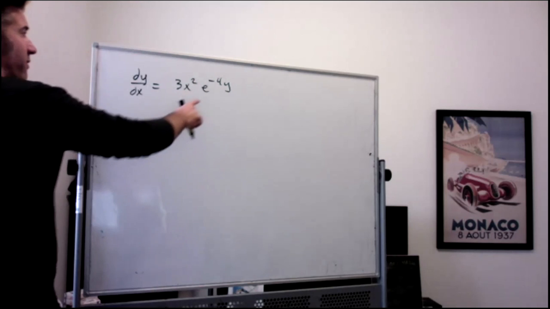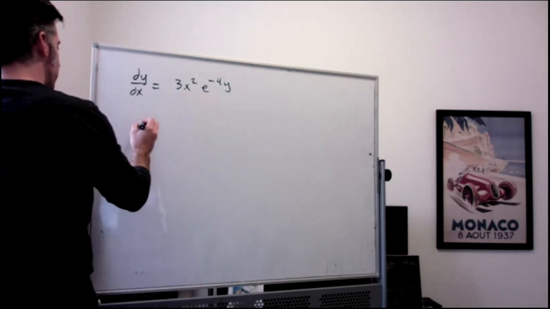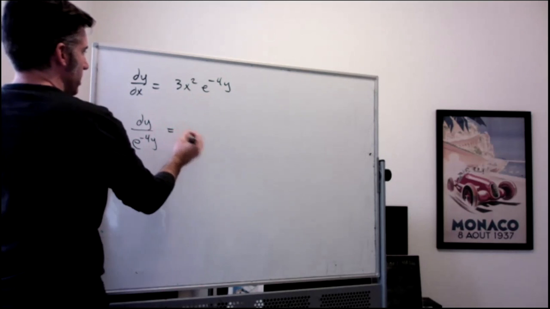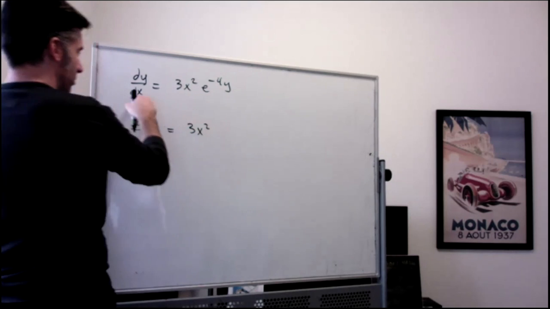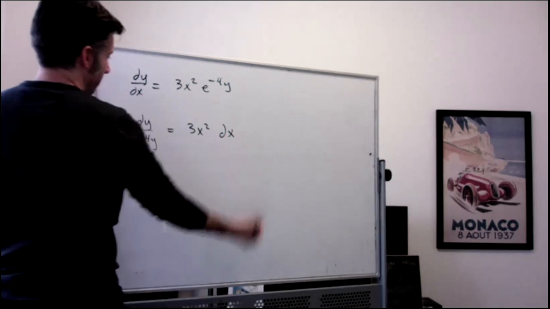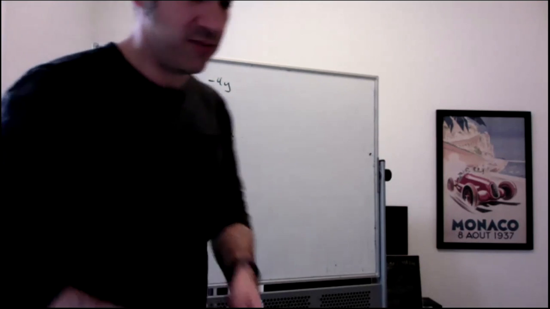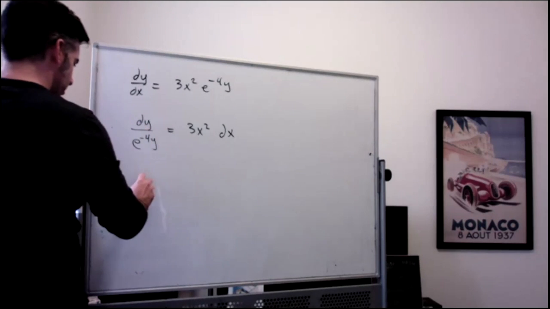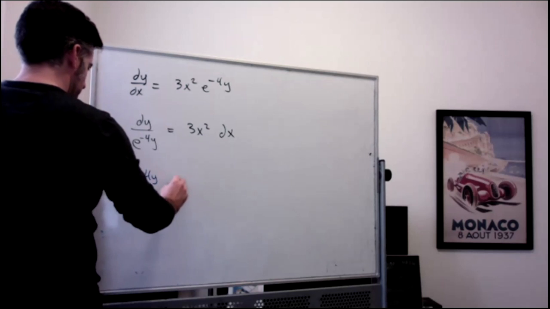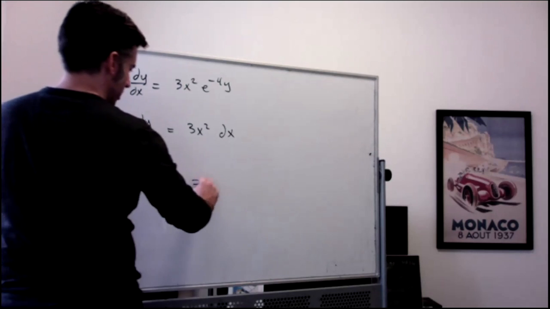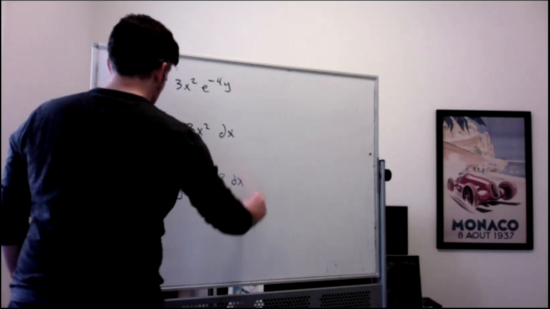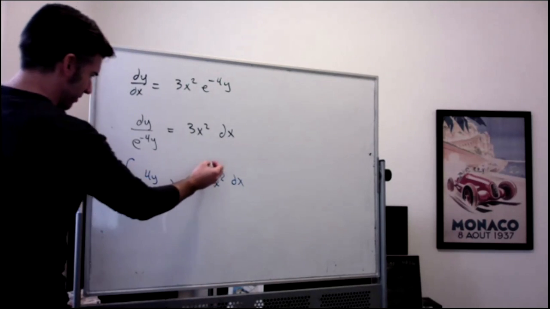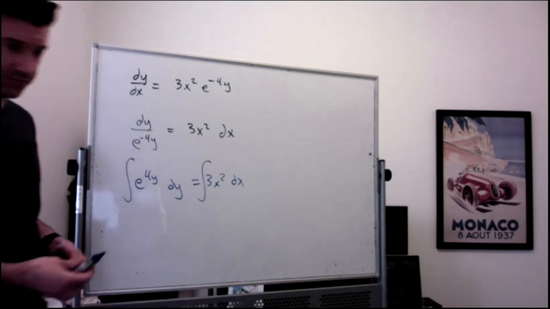So I'm going to divide by e to the negative 4y. This is dy over e to the negative 4y equal to 3x squared. I'm going to bring the dx over. And then before integrating, I would probably do one more thing. I'd probably rewrite this as e to the 4y dy equal to 3x squared dx. I'm going to simplify this so that it's relatively easy to integrate.